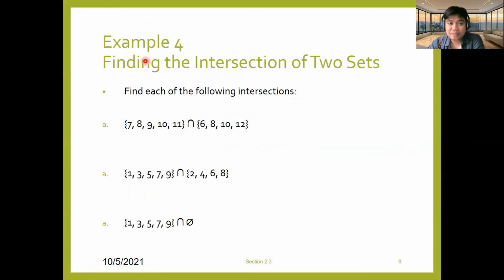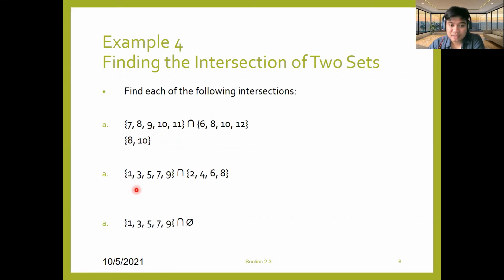So here are our examples finding the intersection of two sets. Find each of the following intersections. So we have a set containing 7, 8, 9, 10, 11 and a set with elements 6, 8, 10, and 12. Para makuha natin yung intersection, ang ginagawa natin, tinitignan natin yung parehas nila na elements. So as you can see here, parehas na may 8, parehas din na may 10. So, ibig sabihin nun, ang intersection is 8 and 10.